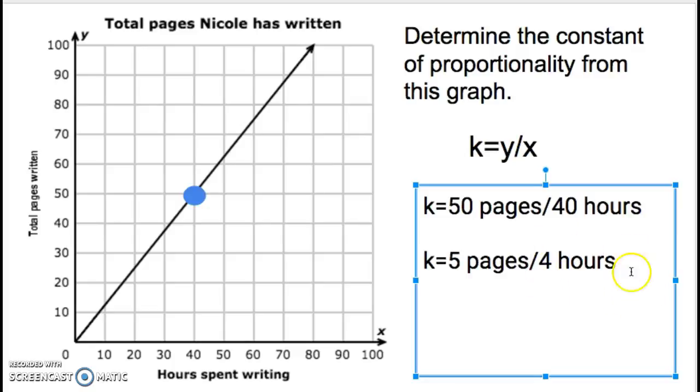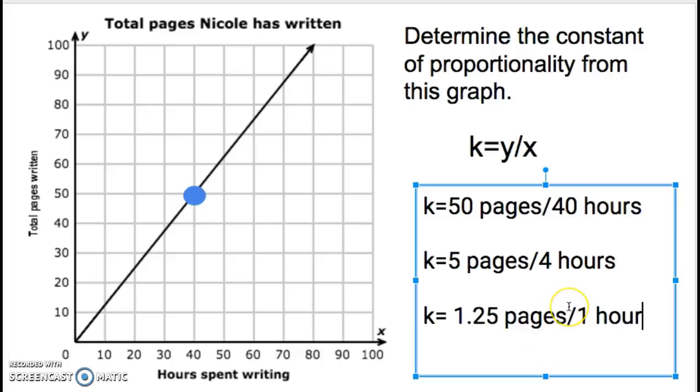But my denominator is still not 1, it's 4. I need this to be pages per 1 hour. So I need to divide by 4. 4 divided by 4 is 1 hour, but what I do to the bottom, I have to do to the top. So I end up getting k is equal to 5 divided by 4, which is 1.25, divided by 1, or 1.25 pages per 1 hour of writing.